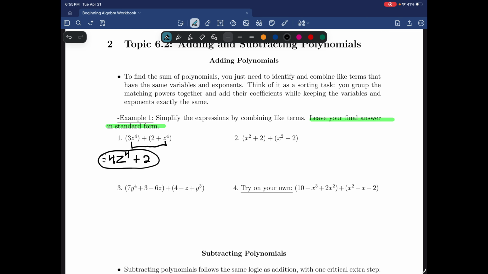Taking a look at example 2, we have x squared plus 2 added to x squared minus 2. To add these together, I identify that both x squared terms are like terms because they are both x with a power of 2. And the 2 and the negative 2 are also like terms because they're both just numbers on their own. So we get x squared plus x squared, which is 2x squared, and then 2 minus 2 cancels, so we get plus 0. Our final answer is just 2x squared.